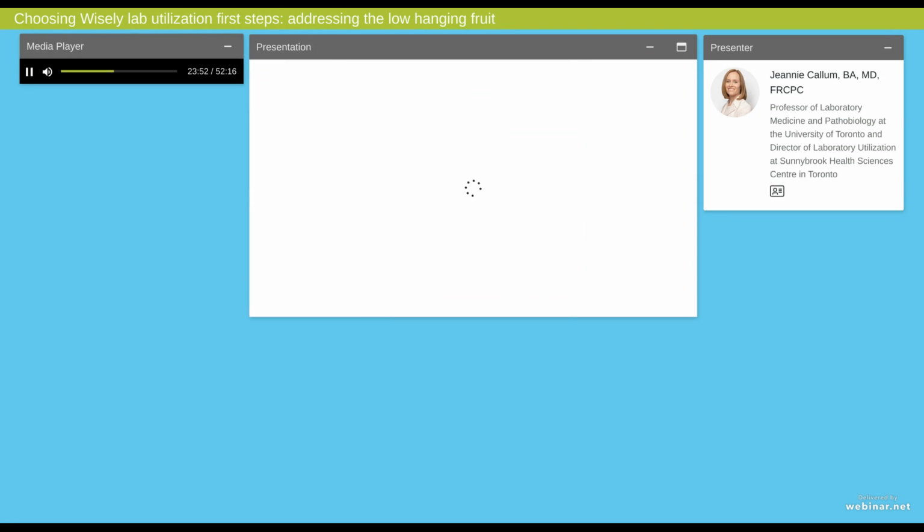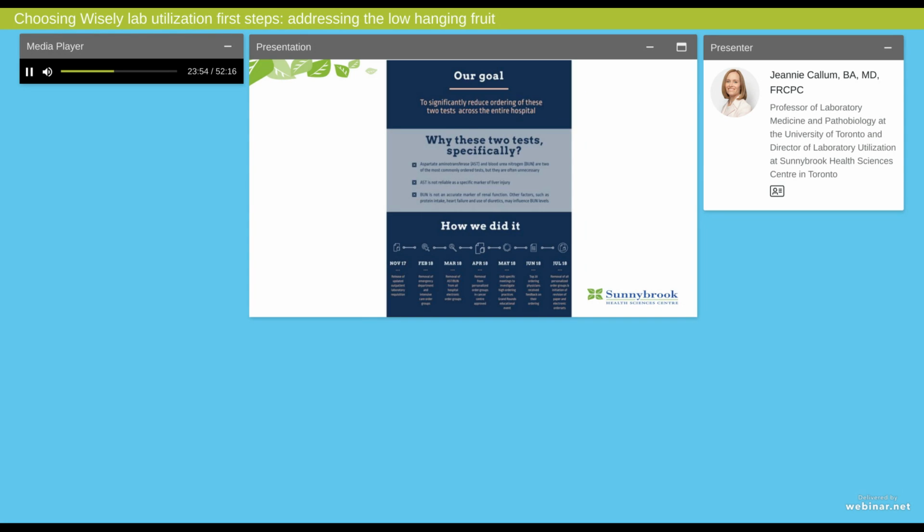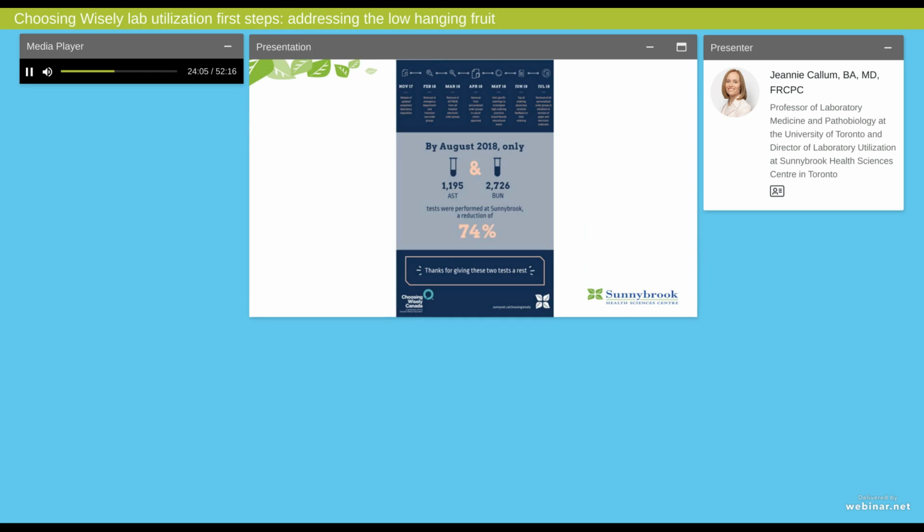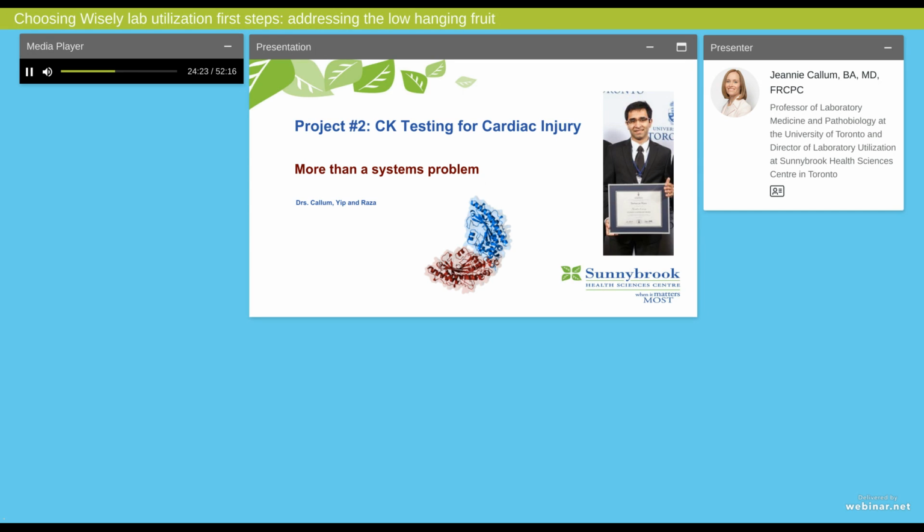It tells you in January 2016 this is how many tests were done per month, what our goal was, why we chose these two particular tests to work on, and then just a little timeline of all the different things that we did to try and fix this problem, just a little bit of education. And then at the bottom of the banner, it was our success rate, that we got a 74% reduction combined for these two tests in the total amount of utilization. And a big thank you to the clinical team for really supporting us in doing this initiative.